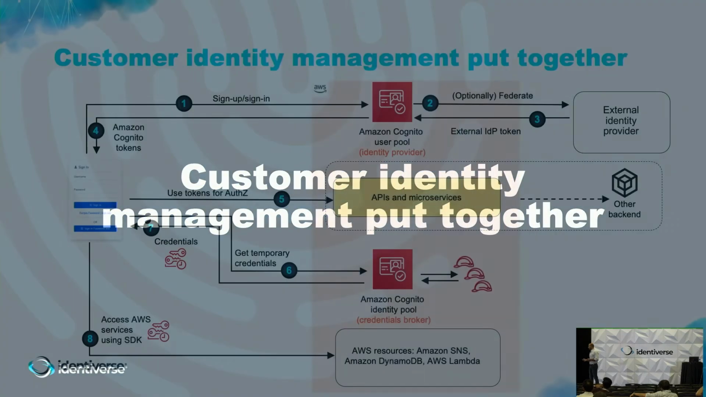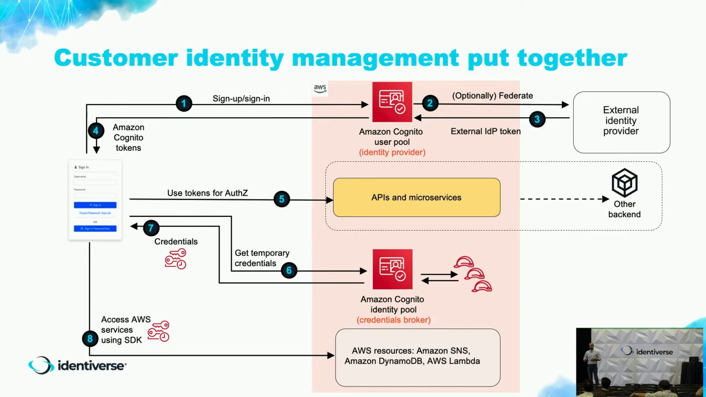Well, let's go back to this picture again, and hopefully this makes a lot more sense to you now after we walk through these steps. To do customer identity for your B2C application, the first step is that you need an IDP, and this can be Cognito user pool. Your application authenticates with the user pool and allows the user to sign in and sign up and do self-service actions as needed.